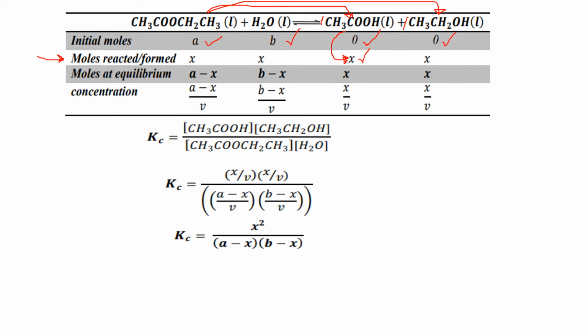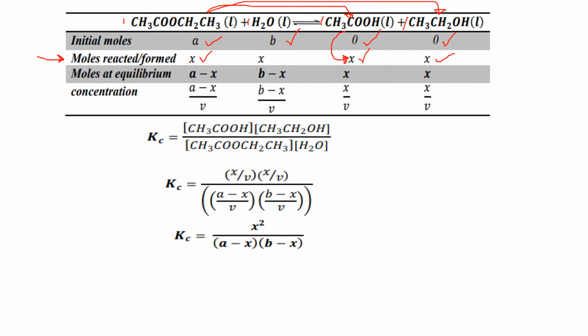That means that also the number of moles that are formed for ethanol are going to be X. And if you go to the product side, since the mole ratio between ethyl-ethanoate and ethanoic acid is 1:1, that means that also the number of moles of ethyl-ethanoate that will have reacted are going to be X. And similar applies to water.